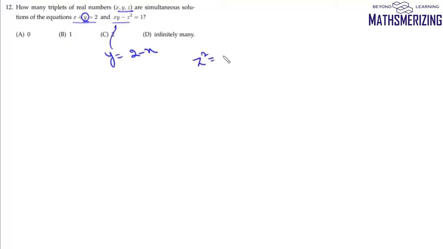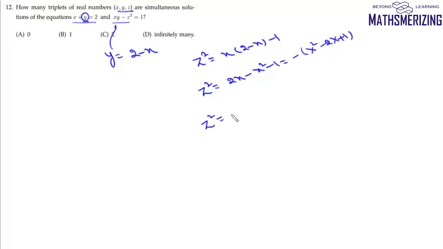Then we can write z square as x into (2 minus x) minus 1. So z square will be 2x minus x square minus 1. Now we'll take minus common, we'll get x square minus 2x plus 1. So we'll write z square as minus (x minus 1) whole square.